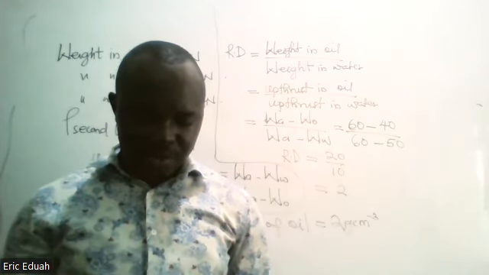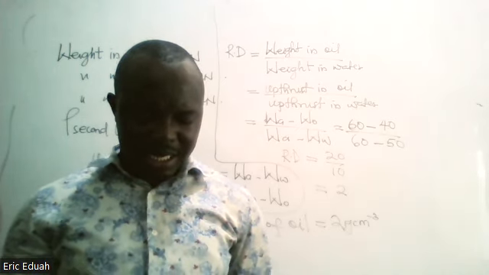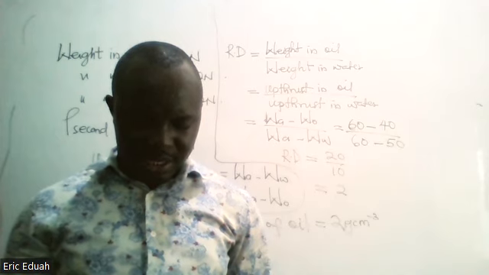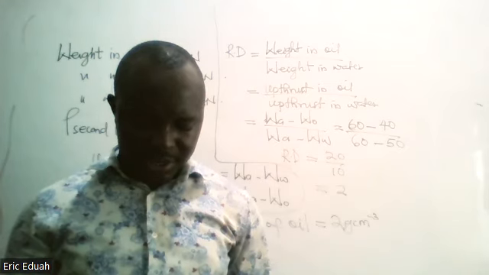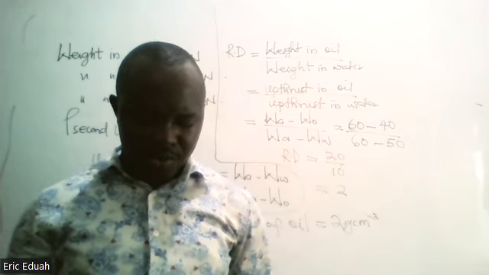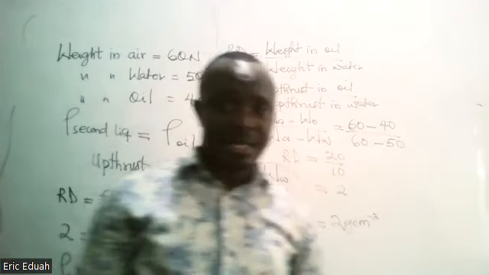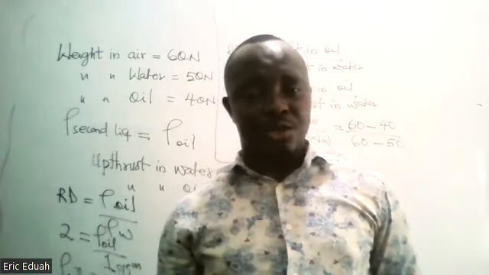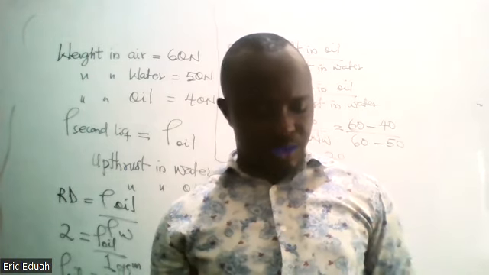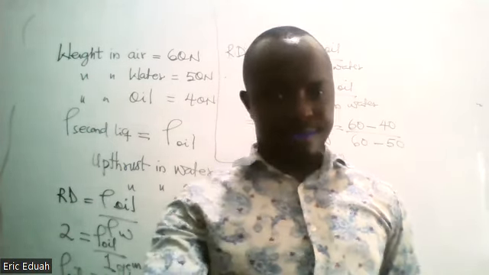So a hydrometer is made of a tube of diameter 2.3 centimeter. The mass of the tube with its content is 80 grams. If it floats in a liquid of density 800 kilogram per cubic meter, calculate the depth to which the hydrometer sinks. So give it 2 minutes to think through the question, then we look at it.